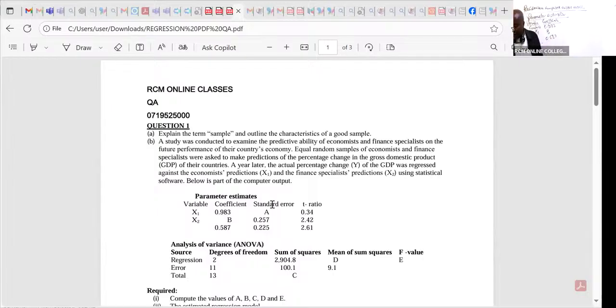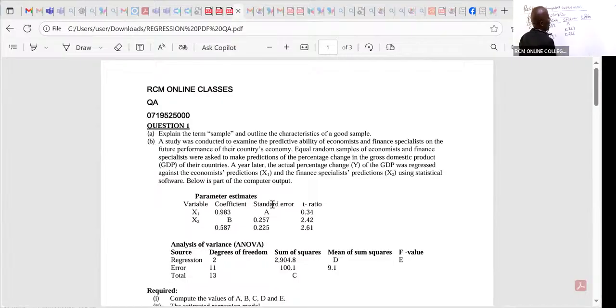And then we have the standard error. So standard error, ladies and gentlemen, what do we have over here? Standard error, A, 0.257. That is standard error, 0.257. Then we have 0.22, 0.225. And then we have what we call the student T ratio.